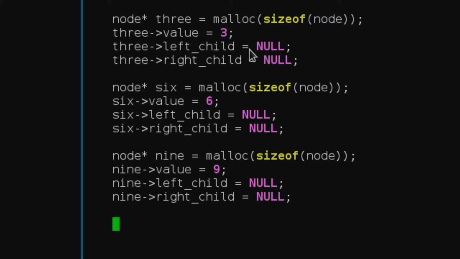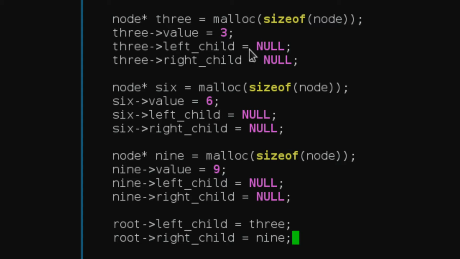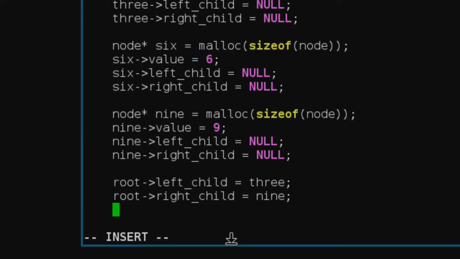So starting at the root, I know that the root's left child is 3. And I know that the root's right child is 9. And after that, the only other child that I have left to worry about is 3's right child, which is 6. Right?